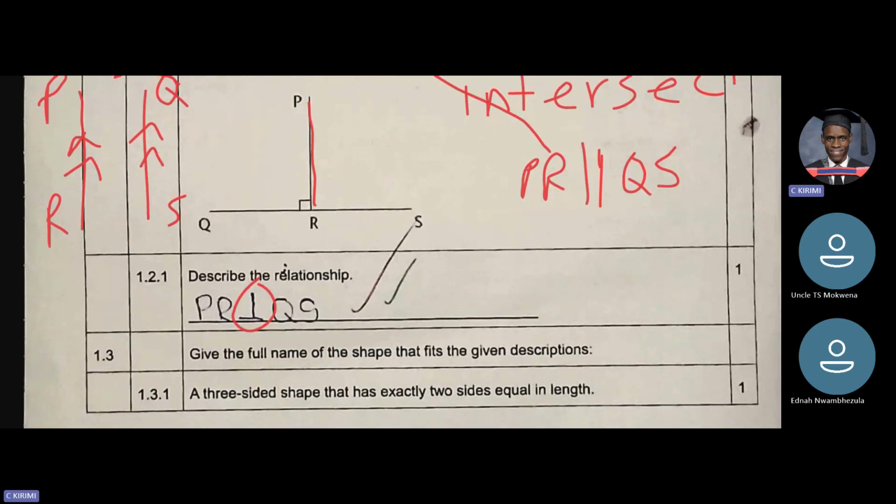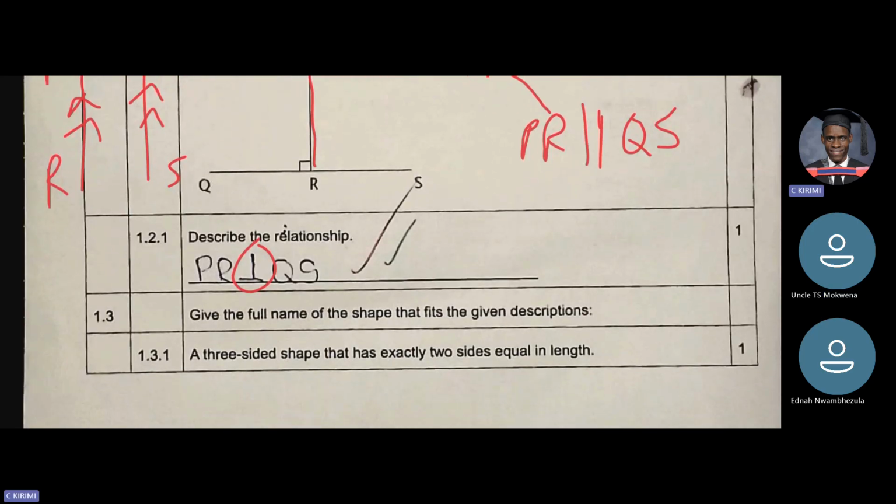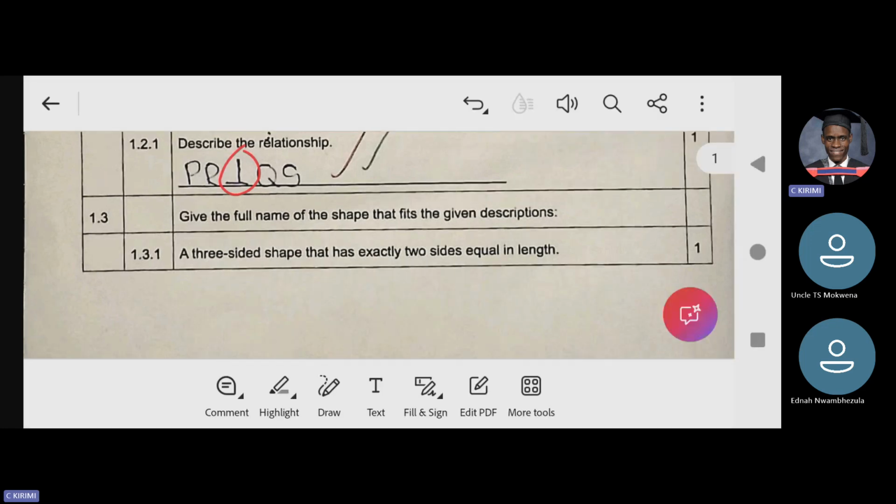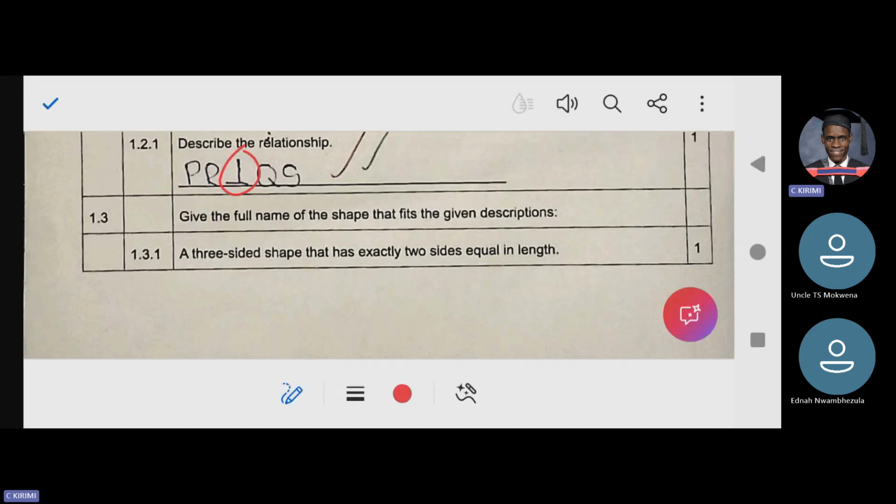All right. Give the full name of the shape that fits the given description. So now we are given 2D shapes. Remember we said geometry of straight lines. What do we mean by geometry of straight lines? We mean parallel and perpendicular lines. And we talked about lines which are oblique, which means the ones which are sloping like this. I told you this line is oblique. It's neither parallel nor perpendicular. It's slanting.